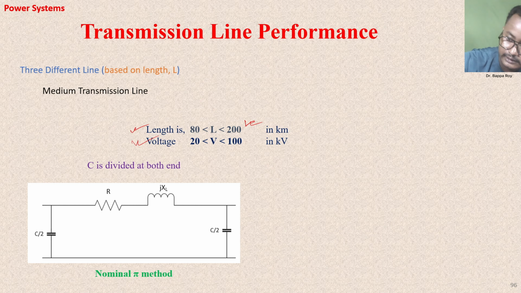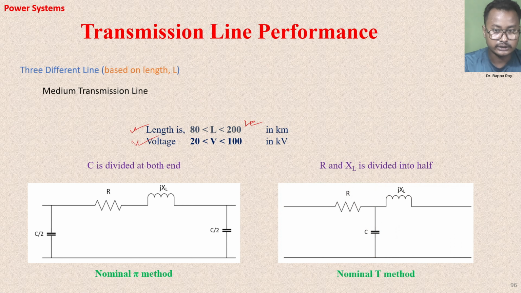C is divided at both ends. We can do two types of calculation actually. Look here. First we can go for it like this: C is divided at both ends, and another one we can say C is at the middle of resistance and inductance.